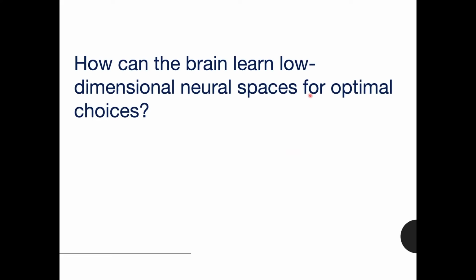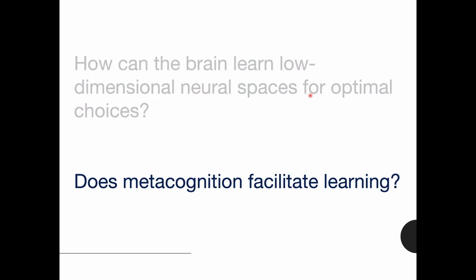In the previous example, it's just a simple association, but we can actually try to see if the brain is able to use these neural spaces for optimal choices. And if this is true, does metacognition facilitate learning? This really stems from the hypothesis that I think metacognition is part of this machinery that is reducing the dimensionality of the problems.